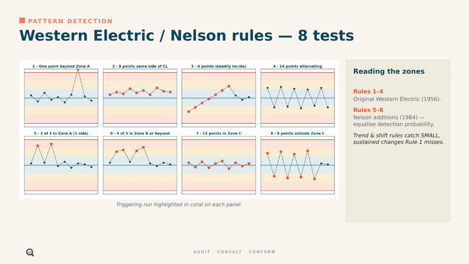What they buy you is sensitivity to small, sustained changes that a single out-of-limit point would miss. A slow drift, a run of points on one side of the center line, a repeating pattern. Trend and shift rules catch the quiet problems. Use them when small shifts matter enough to justify the extra false alarms.